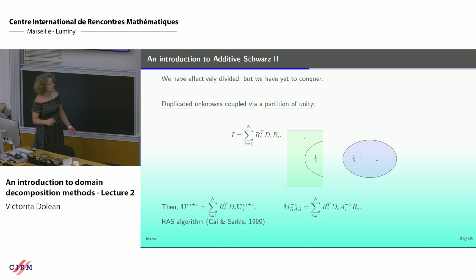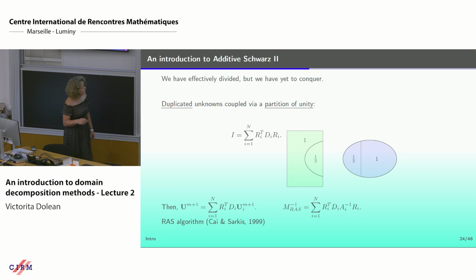This is the algebraic version of the Schwarz method, and this is exactly the discretized version of the original Schwarz method, the continuous one that I showed in the very beginning. This also bears the name, introduced by Cai and Sarkis in 1999, which is called RAS, Restricted Additive Schwarz.